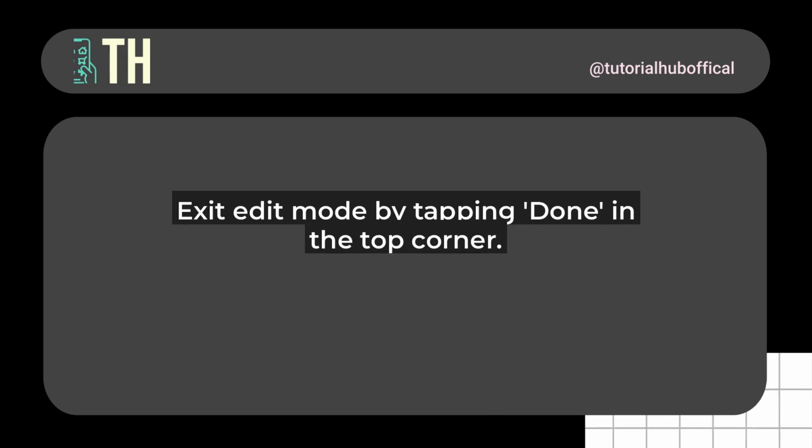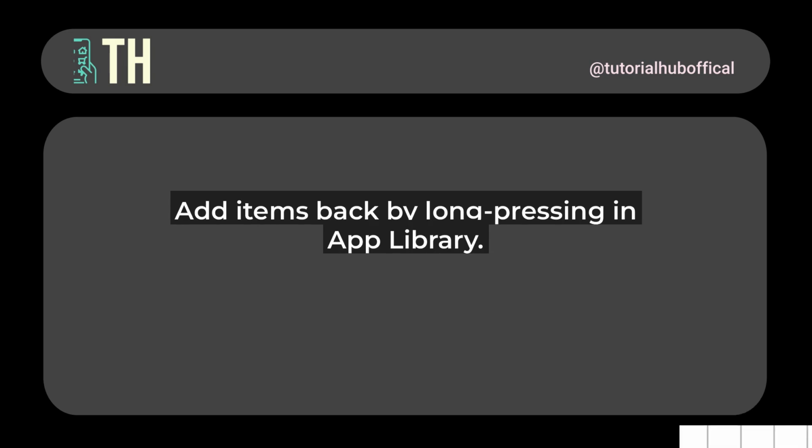A quick tip: if you accidentally remove something, you can always add it back. Just go to the app library by swiping left on your home screen, find the app, long press it, and select Add to Home Screen. Also, remember to exit editing mode by tapping Done in the top right corner to save your changes.